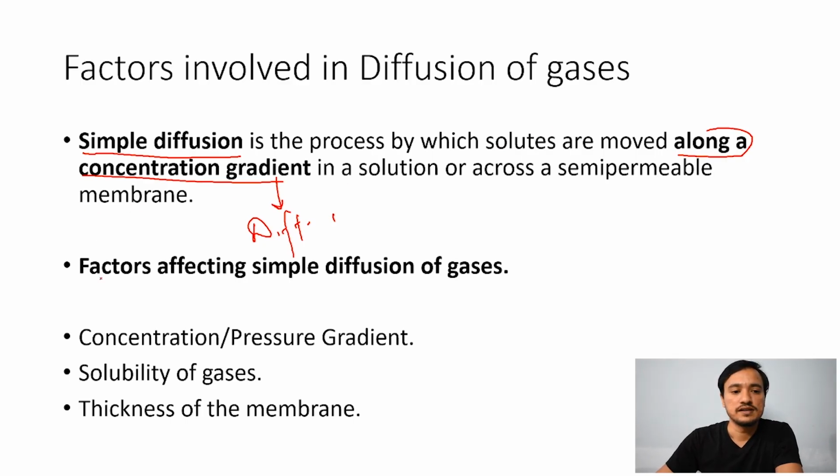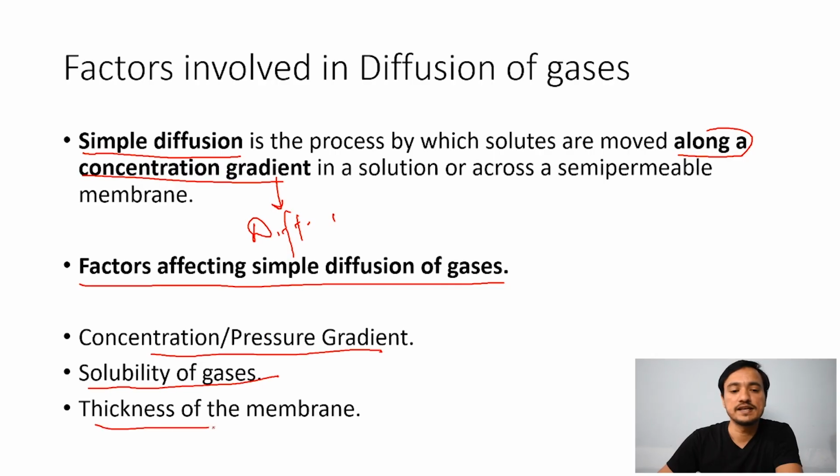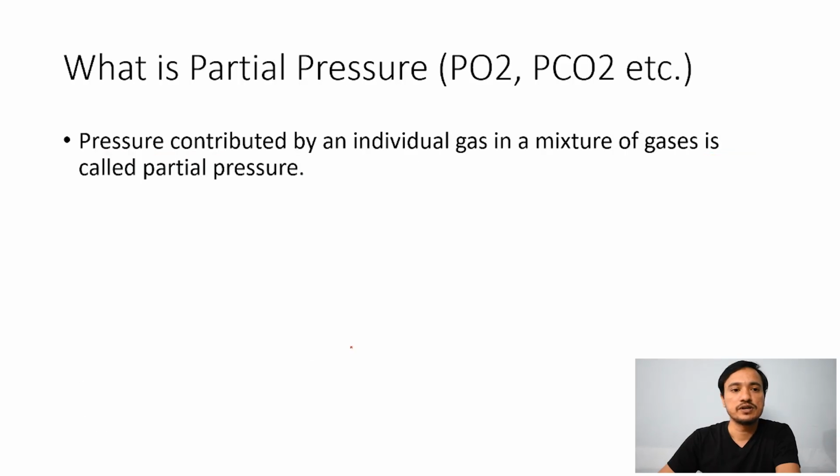Then you can easily understand the factors affecting simple diffusion of the gases. Concentration gradient is important: how much is the concentration difference? Then there is the solubility of the gas. Some gases are more soluble and some are less, which affects diffusion. And then the thickness of the membrane. If the membrane is thicker, then diffusion is less. If it is not thick, then diffusion is more. This is about this topic.